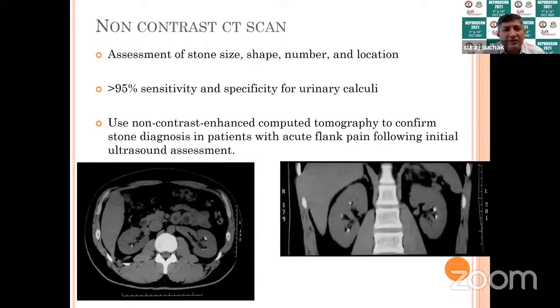A non-contrast CT will further help in assessing the stone size, shape, number, and location. It is more sensitive and specific for urinary calculi. It is of utility in patients with ureteric calculi because sonography will sometimes miss that.